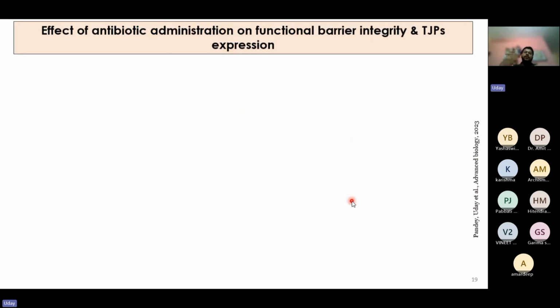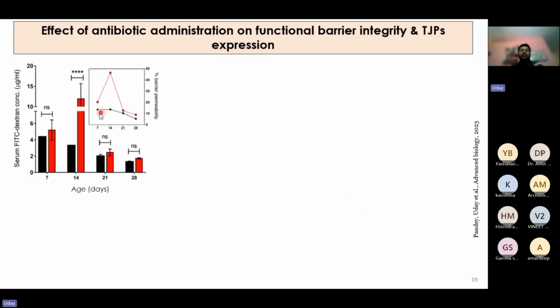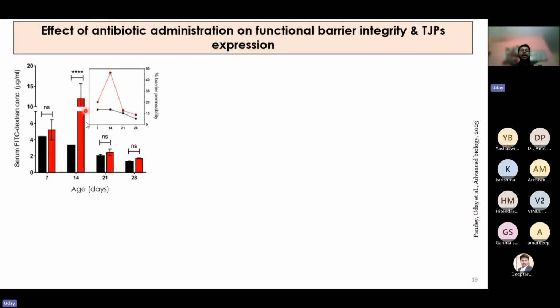Now we see the antibiotic can modulate the microbial population, but whether this antibiotic mediated microbial depletion or perturbation has any effect on functional barrier integrity, that we have to check. So for that, again, we did the FITC dextran analysis that I previously described. And here also we found that the postnatal 14 day is showing the major changes. The dextran concentration is highest in the postnatal 14 day AVNM group. That means the gut barrier integrity is compromised at 14 days only.